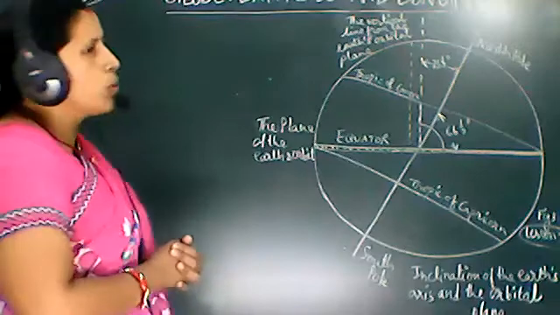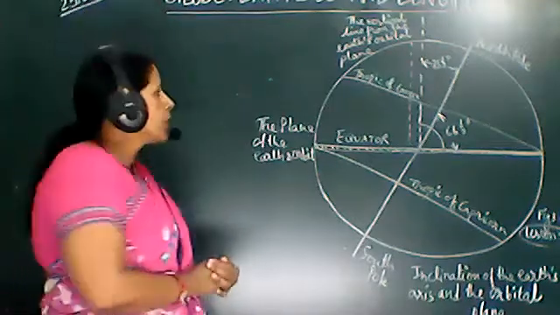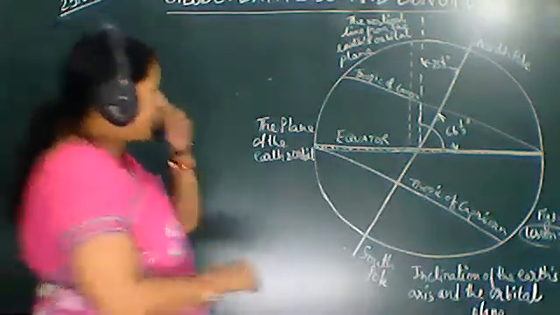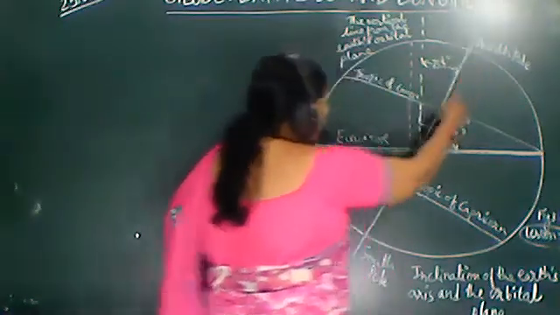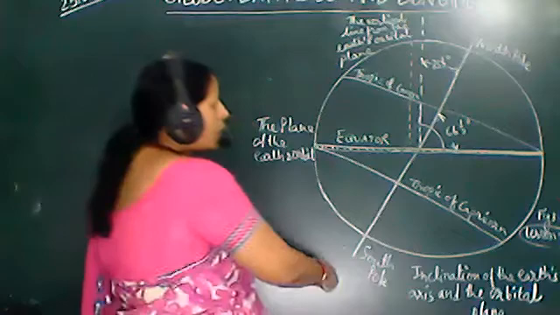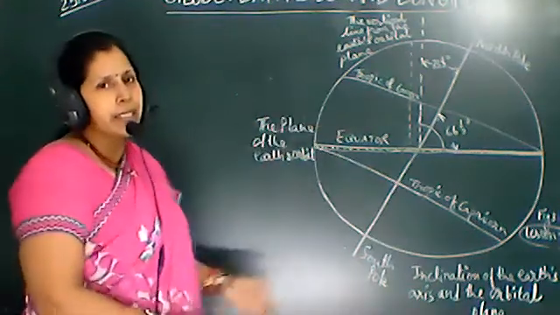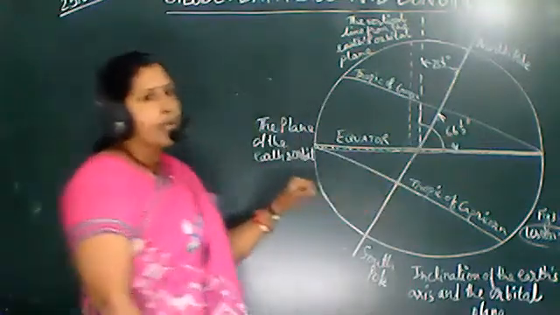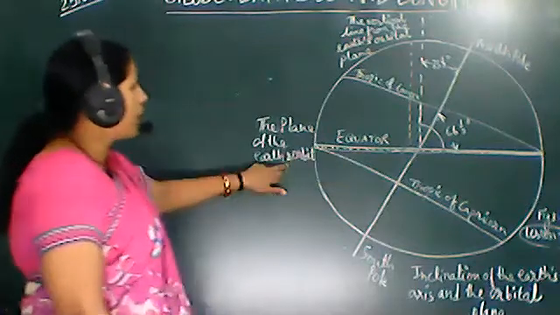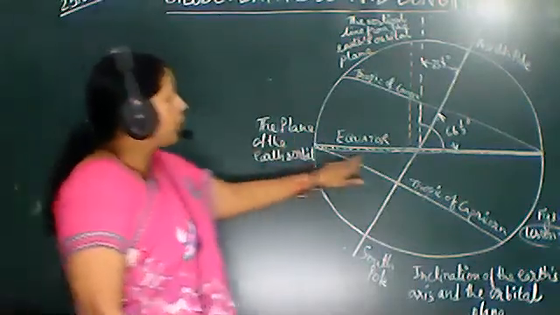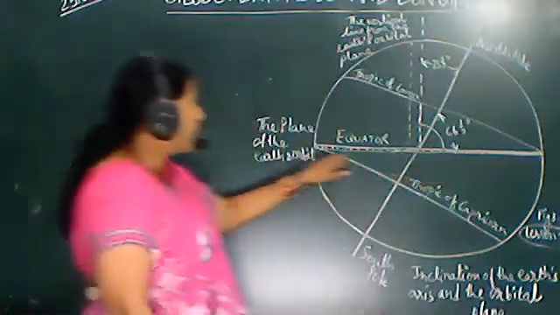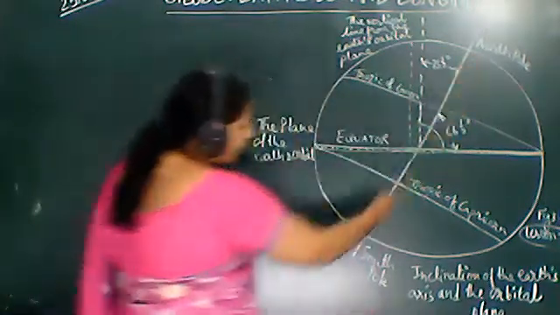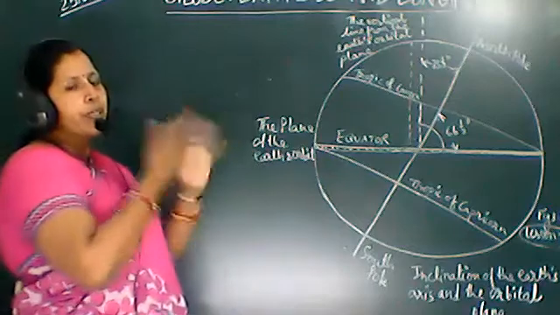They are in continuous movement, and we know that our planet Earth rotates on its axis. This is the imaginary line, the axis of the Earth. The inclination of the Earth's axis is 66.5 degrees with its orbital plane. This is the plane of the Earth's orbit, which divides the Earth into two equal halves. The Earth is inclined and it is continuously spinning.